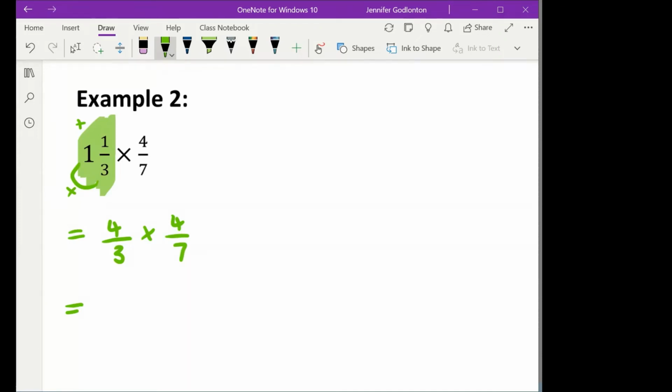Who thinks they can get this one? Pumi, I see that you are unmuted. Do you have the answer for us? Gersham's jumped ahead. Nice job. It is definitely 16 over 21. So what we had to do here was we had to say 4 times 4, which is 16, and 3 times 7, which is 21.